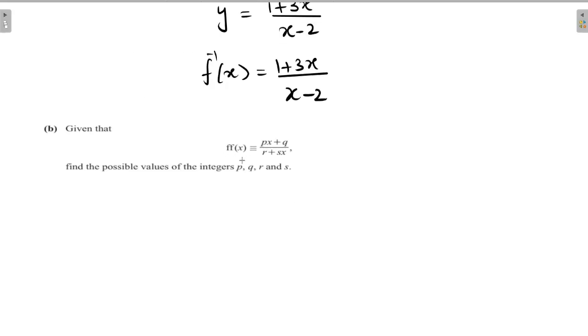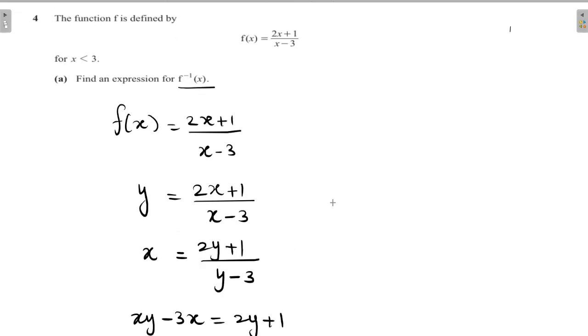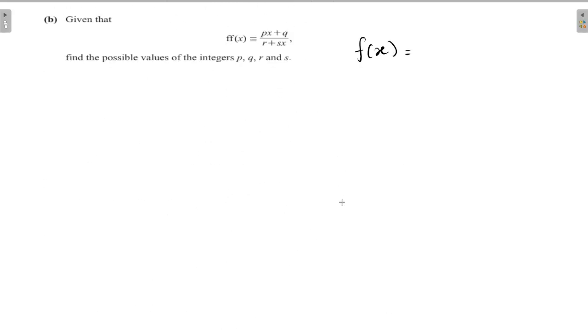That f of x. So what is our f of x? f of x is 2x plus 1 by x minus 3 is our f of x. Let's find out f of x.